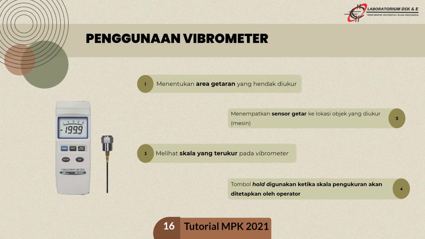Actually, in the OSH laboratory, there is a real vibrometer like the picture that you see on your screen, but because of this pandemic, we can't try it directly, so don't be sad because I will let you know how to use it. First, determine the vibration area to be measured. Second, place the sensor on the location of the measured object or machine. Third, observe the scale measured on the vibrometer. Then the last is to press the hold button when the measurement scale has been set by the operator.